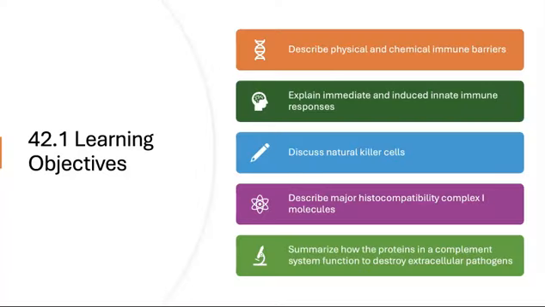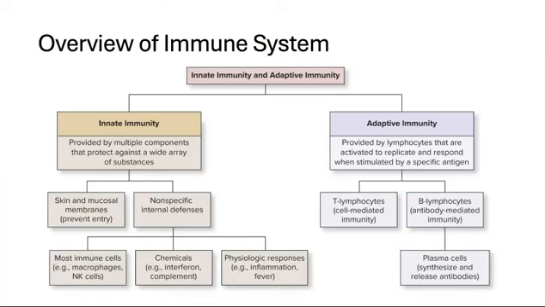Our learning objectives are to describe the physical and chemical immune barriers, explain immediate and induced innate immune responses, discuss natural killer cells, describe major histocompatibility complex 1 molecules, and summarize how the proteins in a complement system function to destroy extracellular pathogens. Before we dive into detail, I wanted you to get a good overview of our immune system.